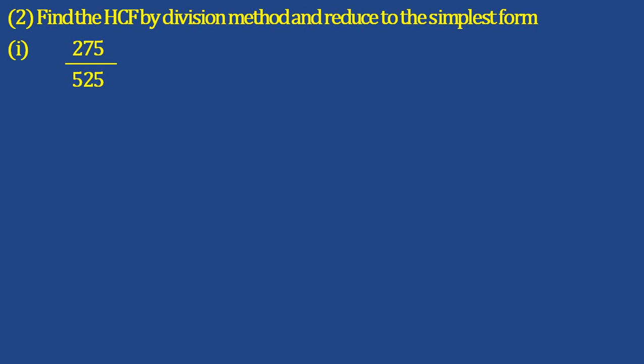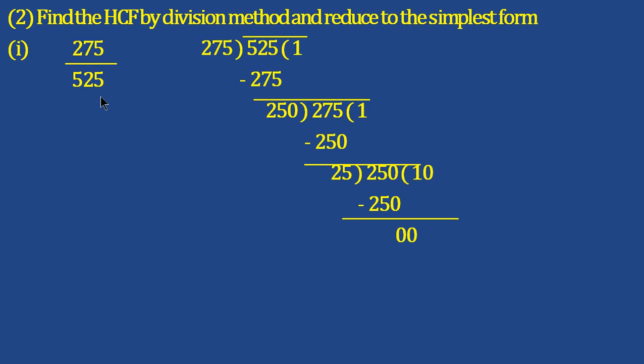Now find the HCF by division method and reduce to the simplest form: 275 upon 525. 275 is the smaller number, so 275 divided by 525. 275 ones are 275. When you subtract, we get 250. Now 250 is the remainder. The divisor of the previous step will be used. The divisor of the previous step is 275. 250 ones are 250. Remainder is 25.